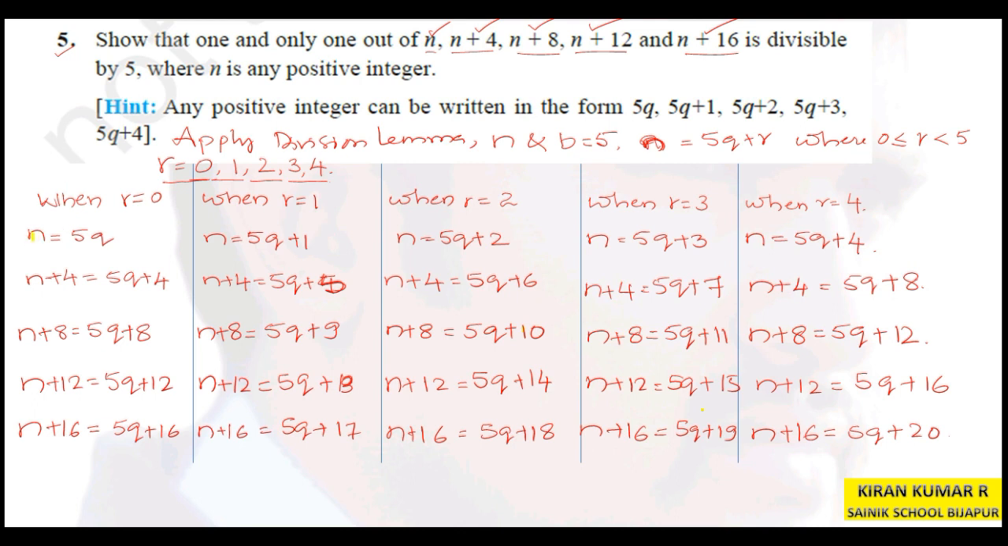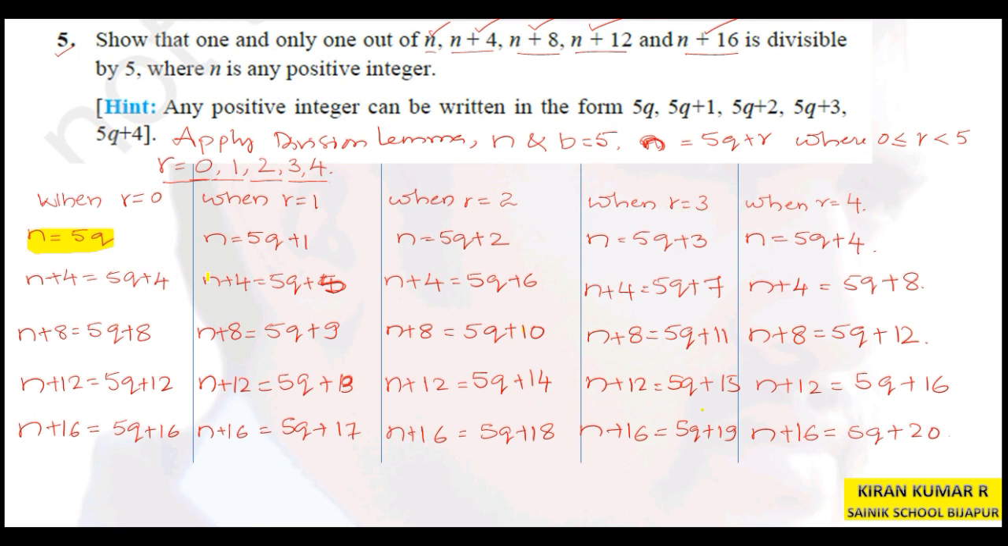Here we have 5q, which is a multiple of 5. So look at this row also, there is only one format. n is divisible by 5. Look at n plus 4.